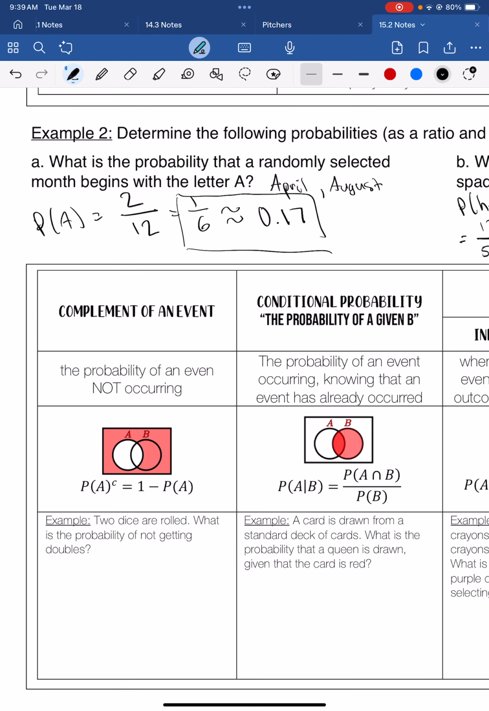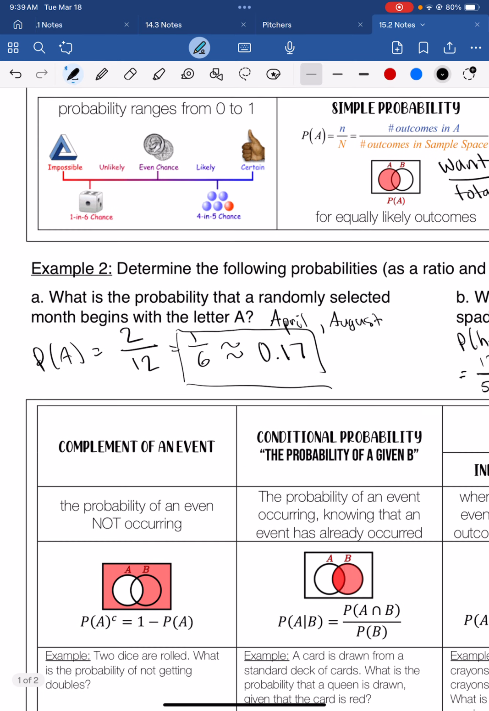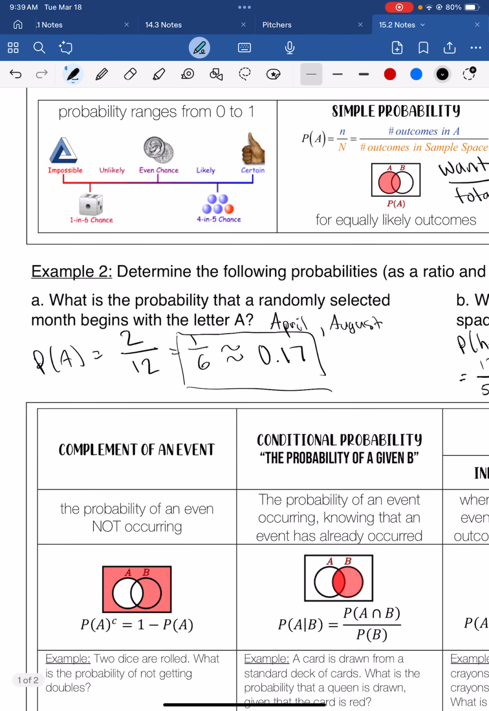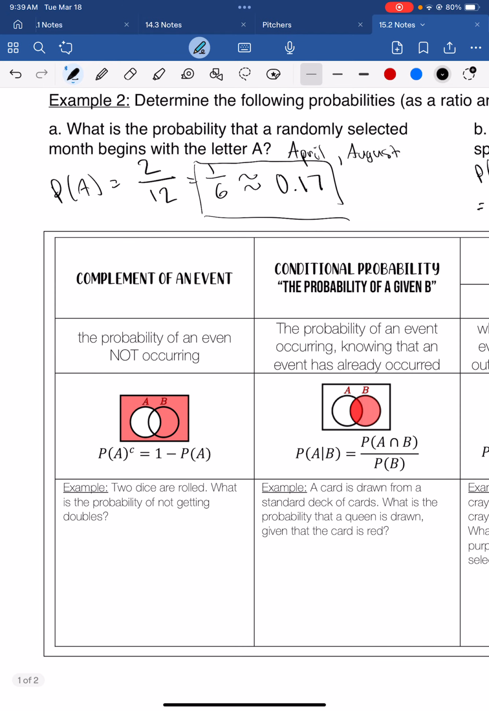Complement of an event is just the probability of something not happening. So for example, if we look at this one right here, it says, what is the probability that a month does not begin with the letter A? Well, we would do 1 minus this 1/6, and it would tell us that there's a 5/6 probability that it won't begin with the letter A. Okay, so we aren't going to do this.